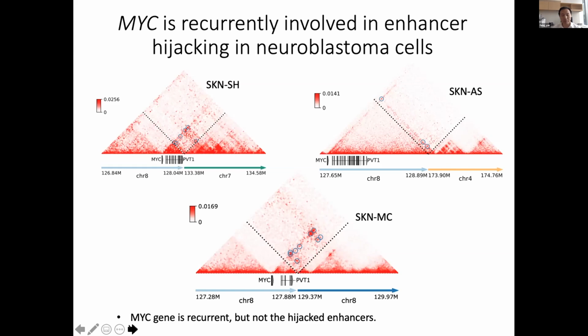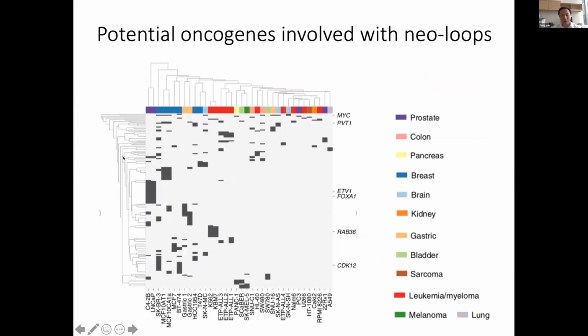Right? Again, this is a cluster analysis. Each column is a cell line, organized by tumor type. The first 2 are prostate cancer, then there are 4 breast cancers, and there's a big chunk of leukemia. Again, as we showed before, MYC has been involved with enhancer hijacking in multiple cell lines. And in the prostate cancer, for example, we see ETV1 and FOXA1 as well, right?